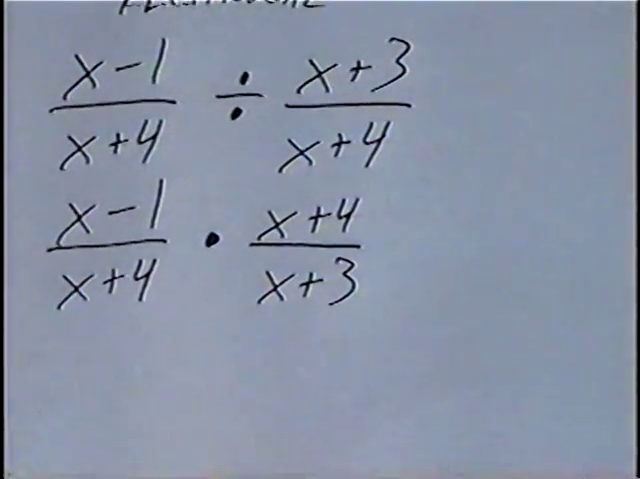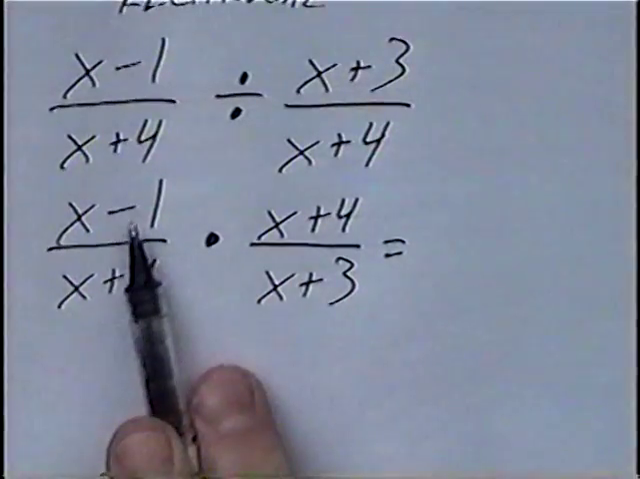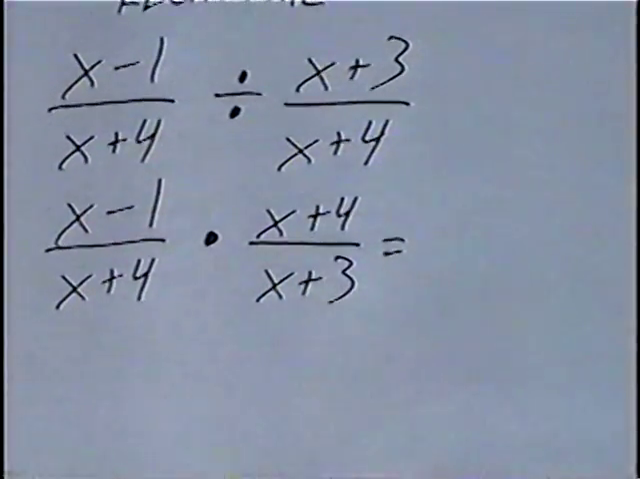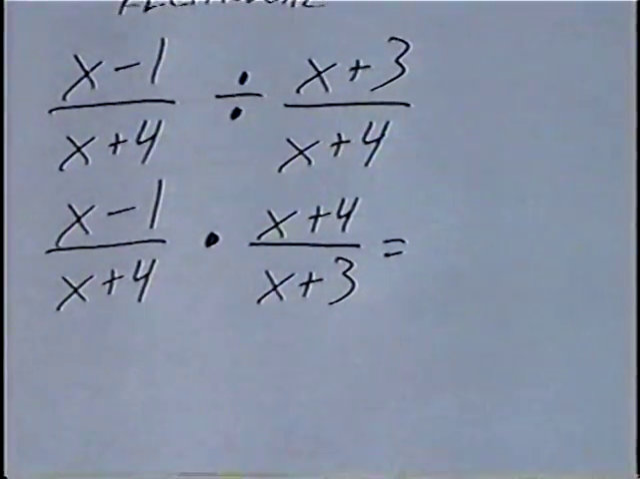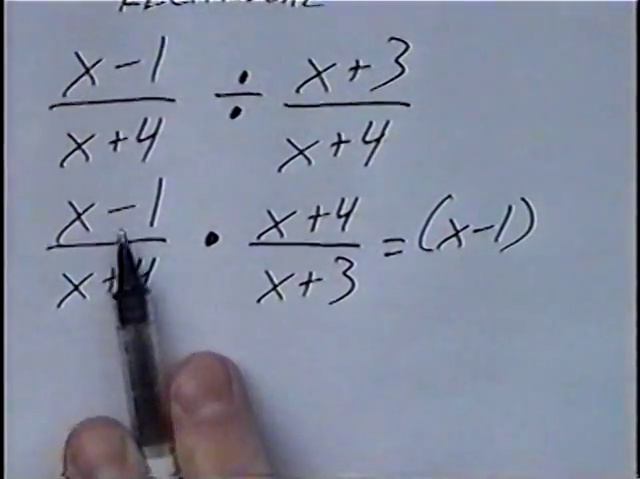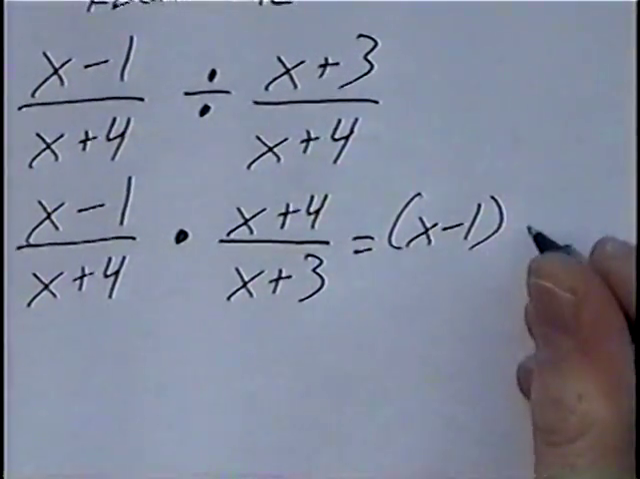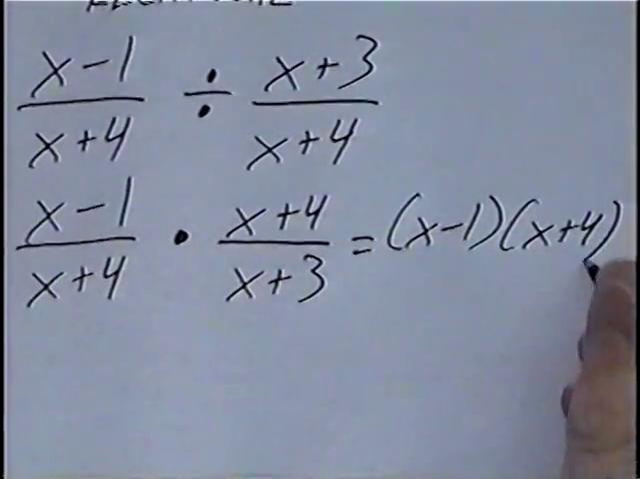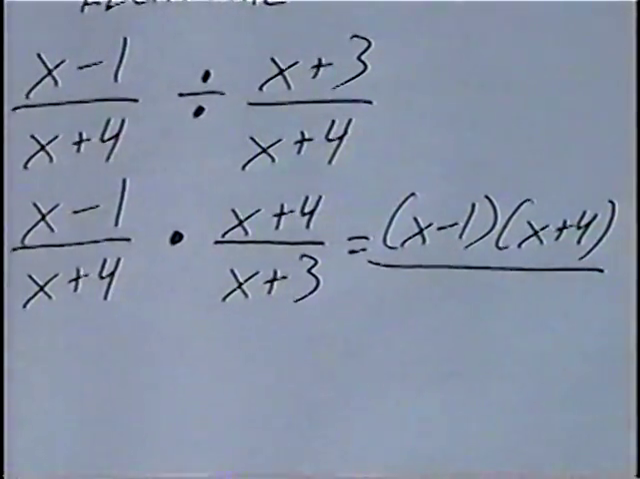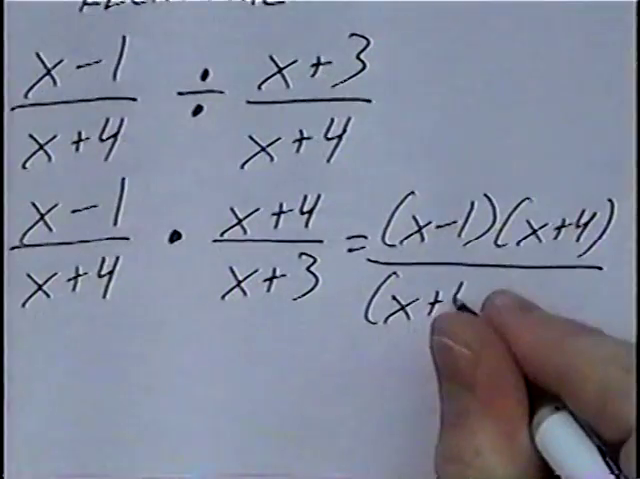From here, we can multiply like we did in previous sections, straight across. Each term in this case is a binomial, which has a letter and a number with a plus or minus sign. So instead of multiplying, we can rewrite the same expression in parentheses. So we'll have x minus 1 times x plus 4. And the denominator will have x plus 4 times x plus 3.